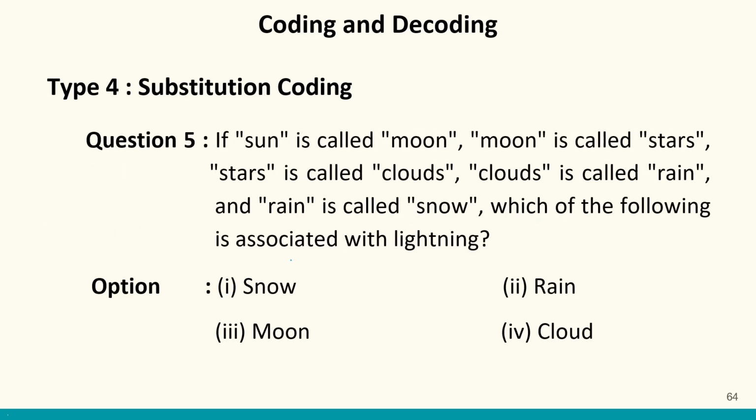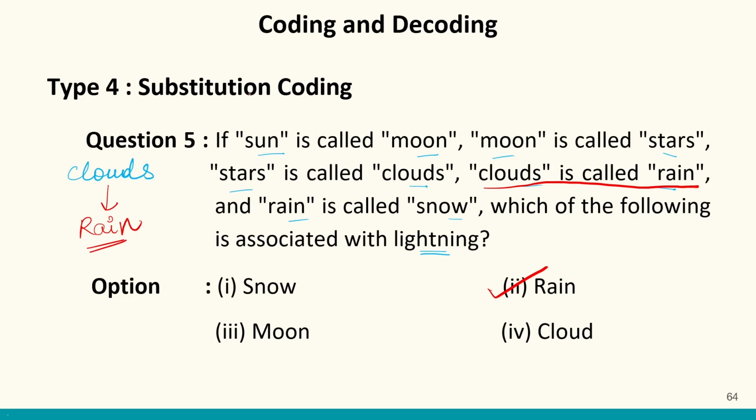Now let us look at this question. Sun is called moon. Moon is called stars. Stars is called clouds. Clouds is called rain, and rain is called snow. Which of the following is associated with lightning? When we talk about lightning, we associate it with clouds, right? Because due to clouds only we'll get lightning. So out of all the options, clouds will be the logical answer. But over here, clouds is substituted by the word rain. So rain would be my answer, which is option number 2.